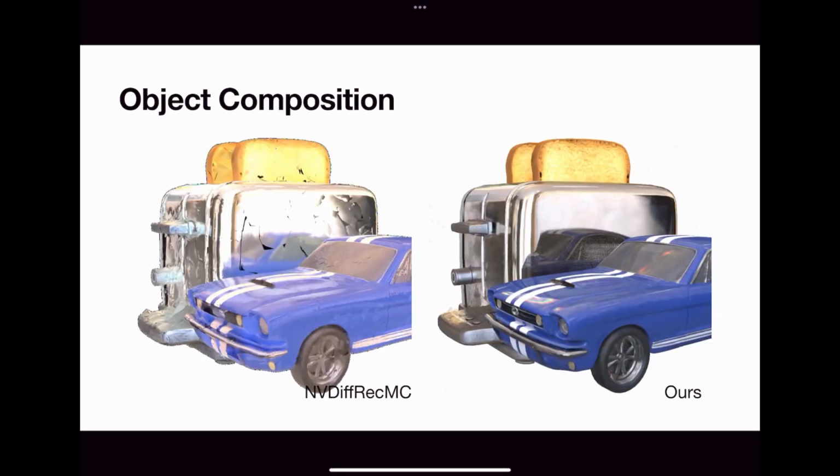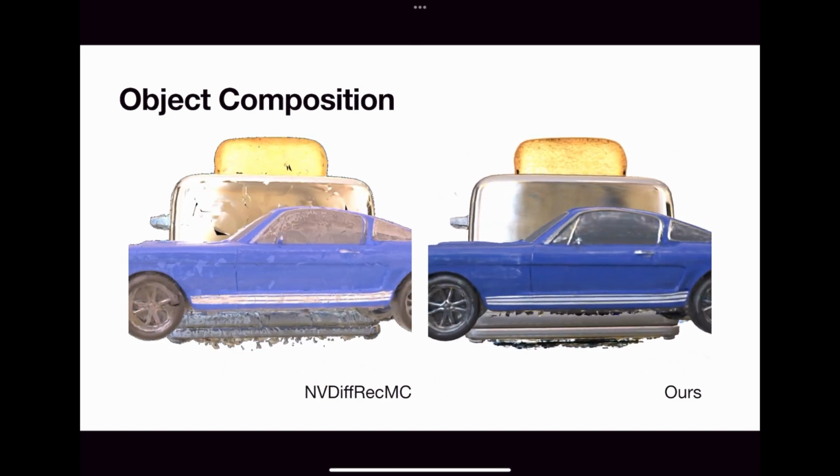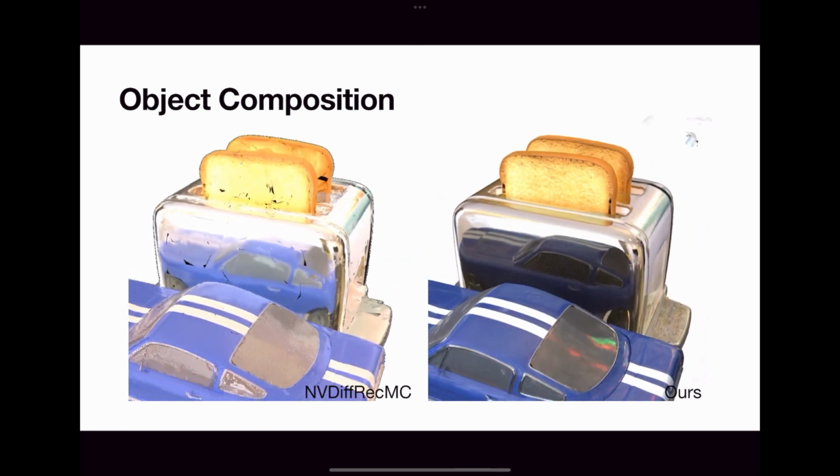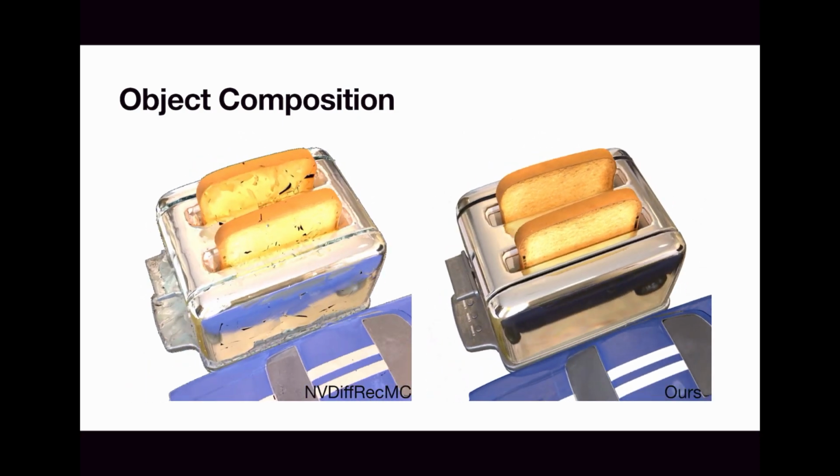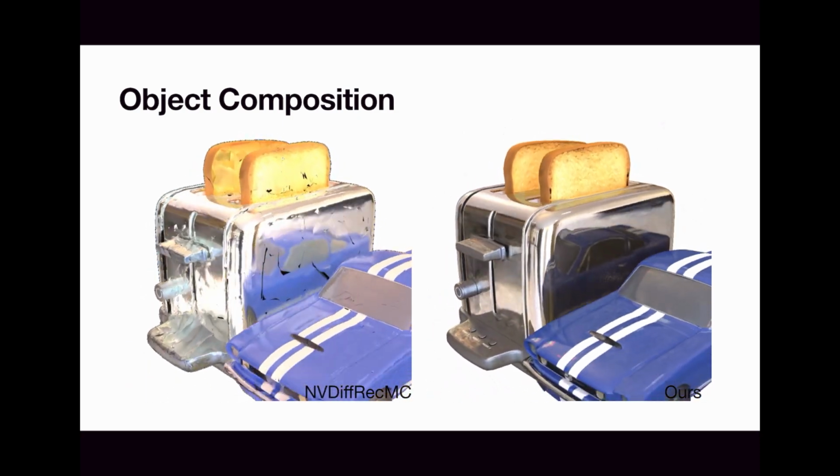We can also use our scene decomposition to render new scenes by compositing objects into the same illumination. Here, we render our reconstructed car and toaster scenes together, including realistic interreflections between the two objects.